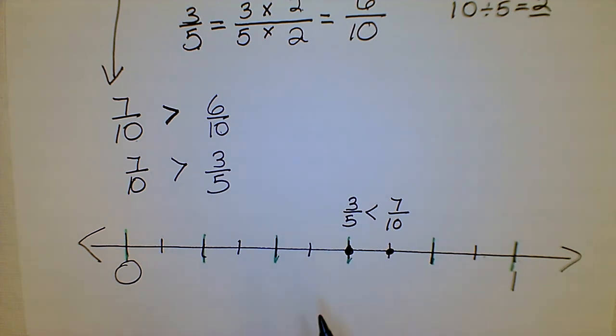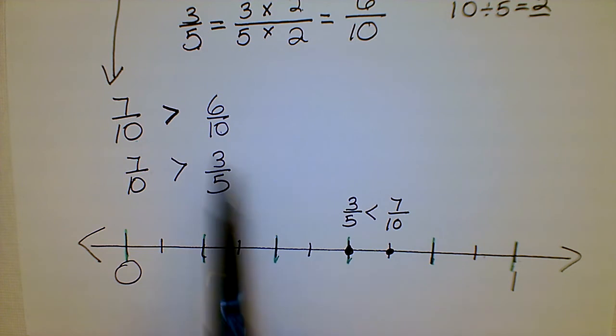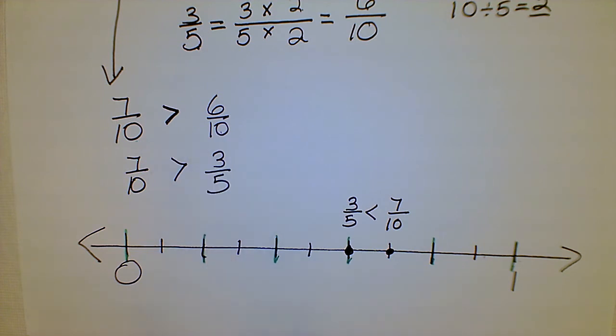The other thing I want to point out on here is how 3/5 is equivalent to 6/10. Watch. I'm going to count my tenths. 1, 2, 3, 4, 5, 6. So 3/5 is the same thing as, or equivalent to, 6/10, which was the equivalent fraction that we created for comparing, so that we'd have common denominators.